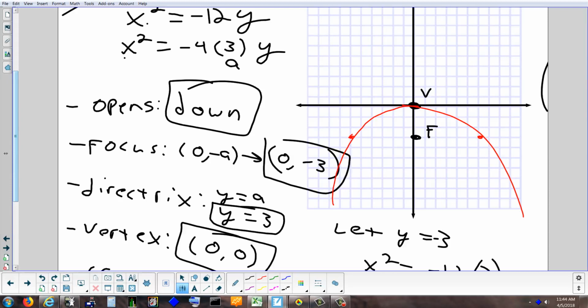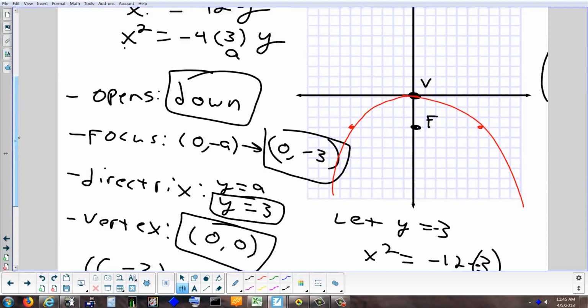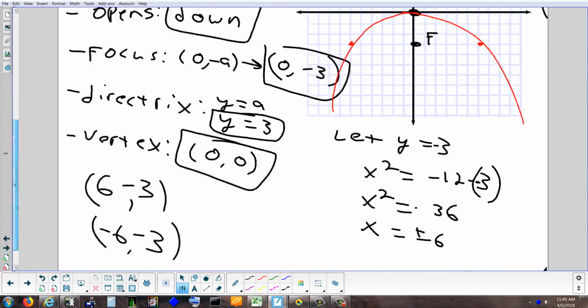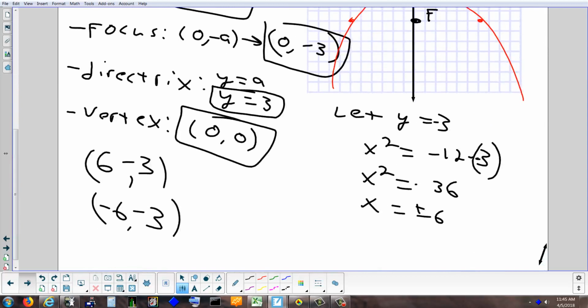Okay, so one thing you have to be careful of is you have to pick a point that goes in the direction of your parabola. If it opens down, don't pick a point above it. You're going to get imaginaries because the parabola doesn't go up. If the parabola opened left, don't pick x's that are positive because there's no graph over there. Okay? Any questions on the sketch there? Okay.